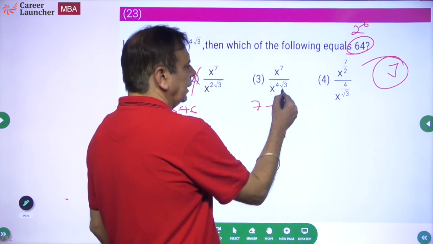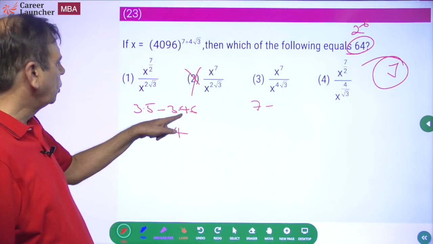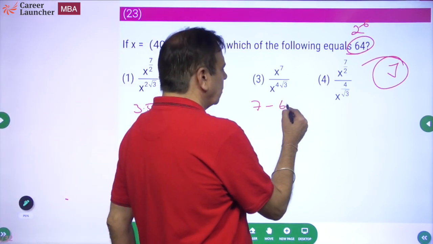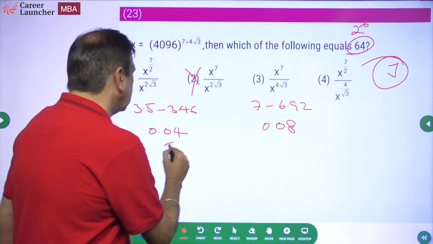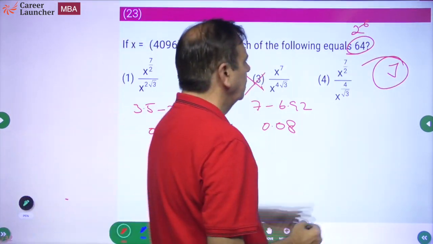7 minus what is 4 root 3? 2 root 3 is 3.46. 4 root 3 will be 6.92. This will be 0.08. This is a better option. Wrong choice.